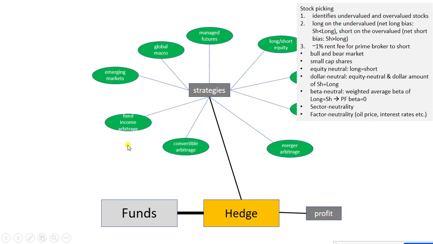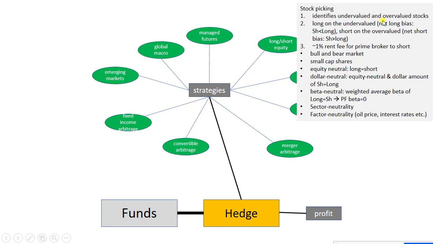Okay, and then let's see different funding strategies. So first of all, we can have a long and short equity strategy. It can be a version of stock picking, which means that we are identifying undervalued and overvalued stocks, and then we are taking a long position in the undervalued and short in the overvalued shares.